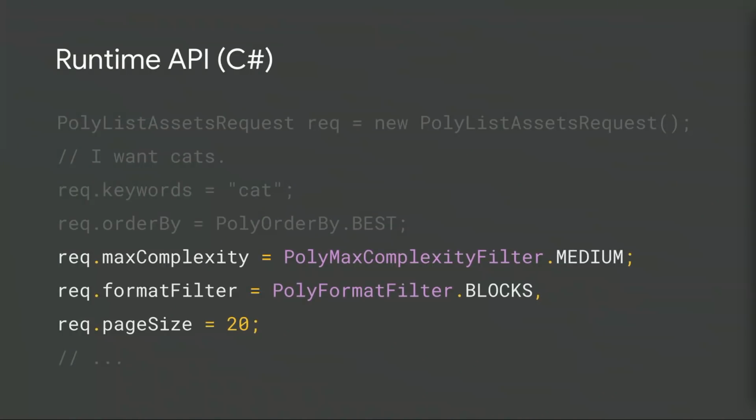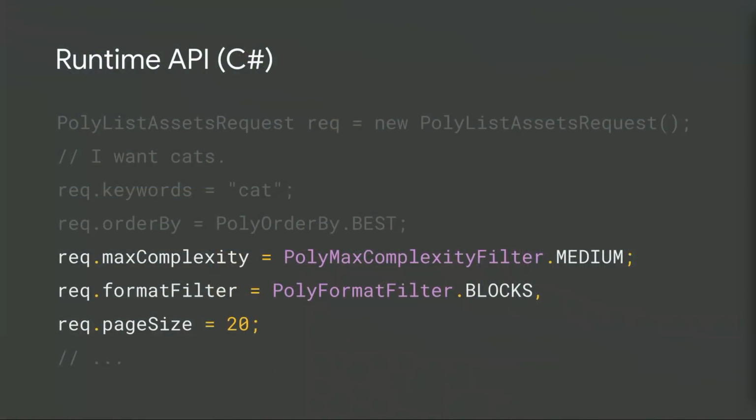What happens if you are more picky about the cats that you want? Well, you can fill in other fields. For example, you could specify the maximum complexity field and say I want medium complexity cats at most. Complexity just means the polygon complexity of the model. So if you're running an app in a performance-sensitive environment, you might just want low complexity models. If you're not particularly strained about performance, you could ask for high complexity models that are more realistic. You can also set the format filter, and you can request how many cats per page you actually want.